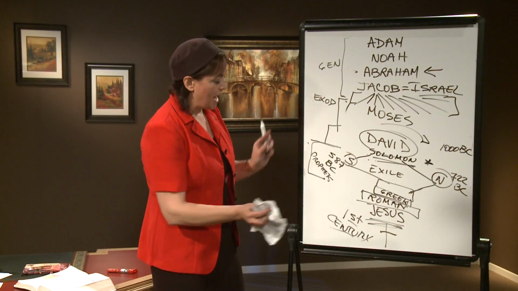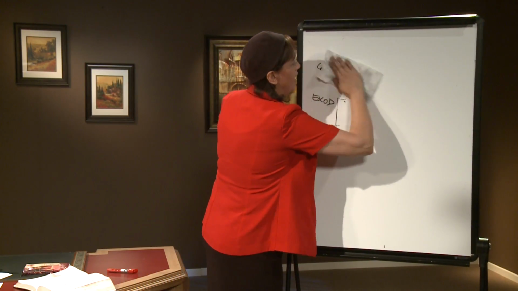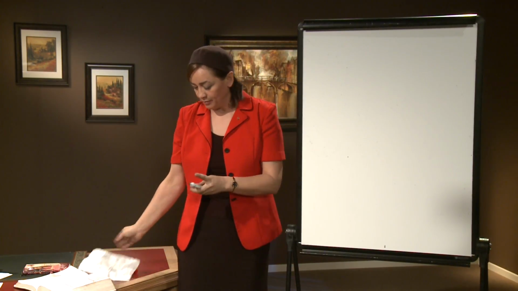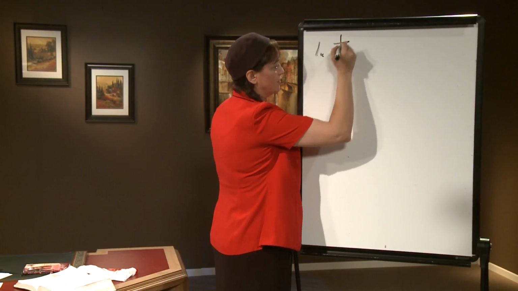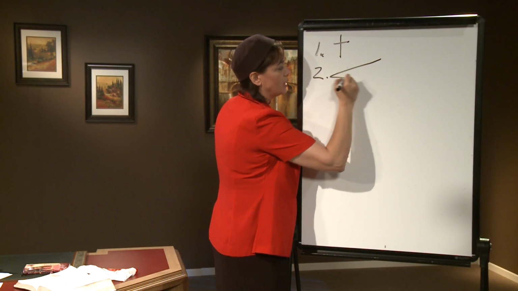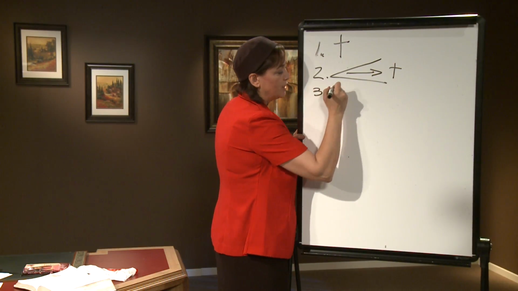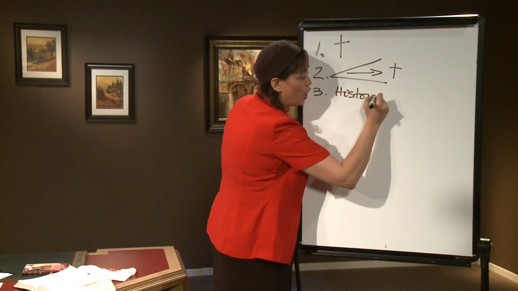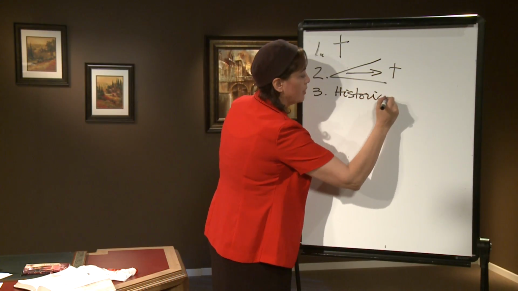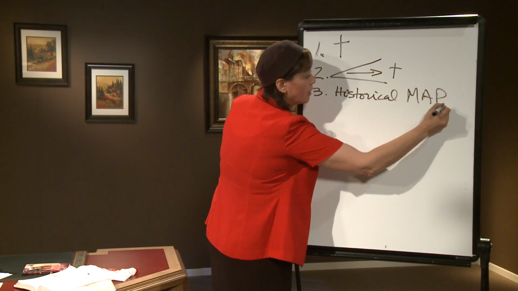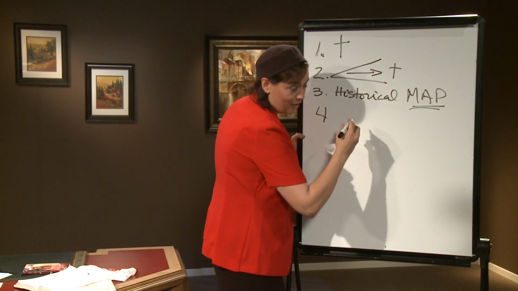Okay. Now let's do number four, because we're running out of time. So the first one was that the whole Bible is about Jesus and his sacrifice and what he accomplished on the cross for us. Second is that the revelation is progressive. So we get more and more and more. Third is the historical map. Know where you are in the history of redemption in any story of the Bible. Number four is the geographical map.